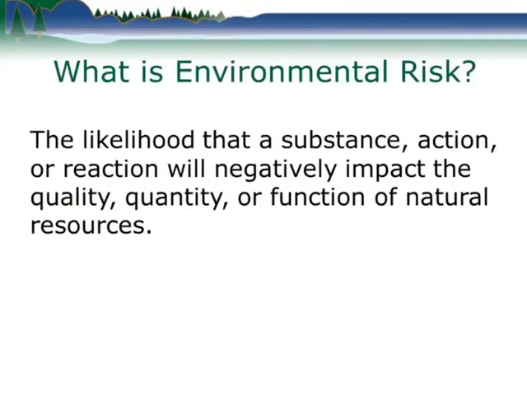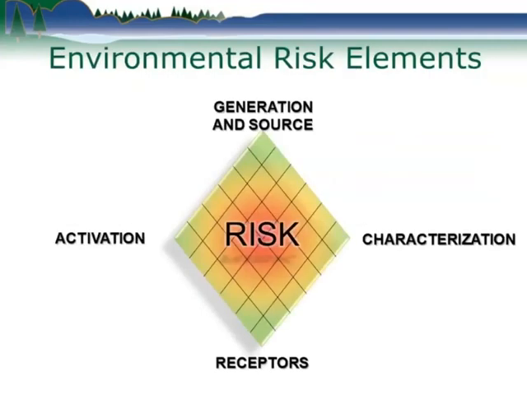For the purpose of this talk, environmental risk is going to be restricted to the likelihood that a substance, action, or reaction will negatively impact the quality, quantity, or function of natural resources. I'm not going to venture too far into the human health impacts because we just don't have the time to do that. I'm going to focus more on the natural resources portion of it, which in itself does impact humans. So this is the risk diamond that I came up with as I was putting this together. I was like, how can I make this as succinct as possible and as easy and as transferable to every situation that we walk into?